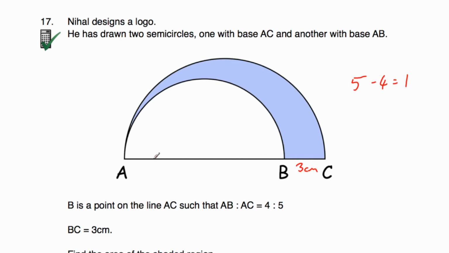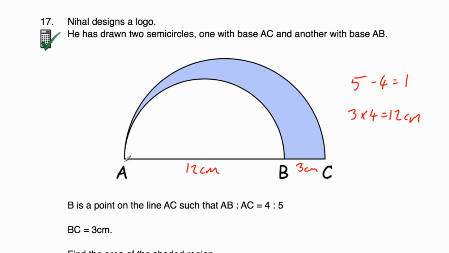So that means that this would be 4 parts and that would be 1 part, and that makes sense because 4 parts plus 1 part gives us our 5 parts the whole way across. Now if this is 1 part and this is 4 parts, that means that this distance from A to B is 4 times larger than this distance. So if we take our 3 and multiply by 4, that's equal to 12 centimeters. So the distance from A to B must be 12 centimeters.